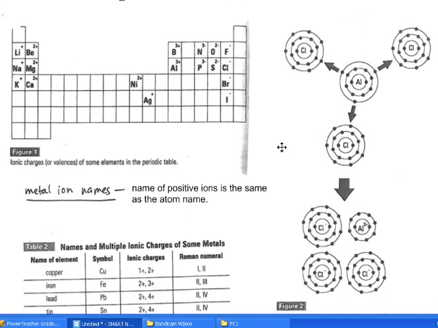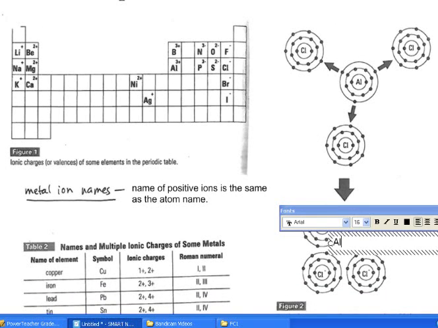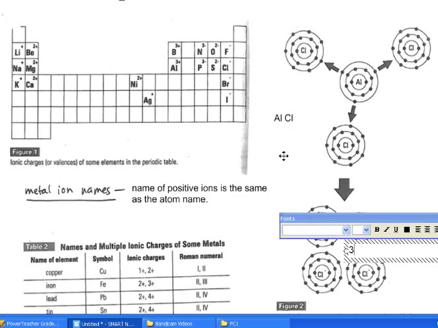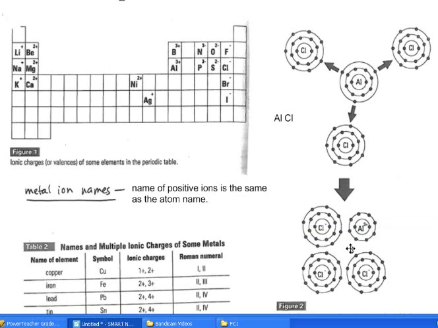So the formula for aluminum chloride would be AlCl, but we'd have to show that we actually have 3 chlorides there. And we do that by just writing a lower number 3 there, which is referred to as a subscript, so AlCl3. So formulas don't have these charges here. These charges here are just simply there to help you figure out how many of each you need to be balanced out. 1 aluminum, 3 chlorides. We would call that aluminum chloride. And that's basically how it works.